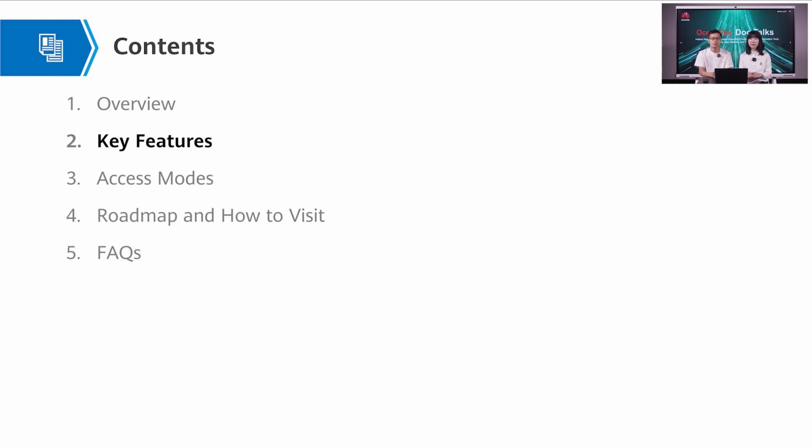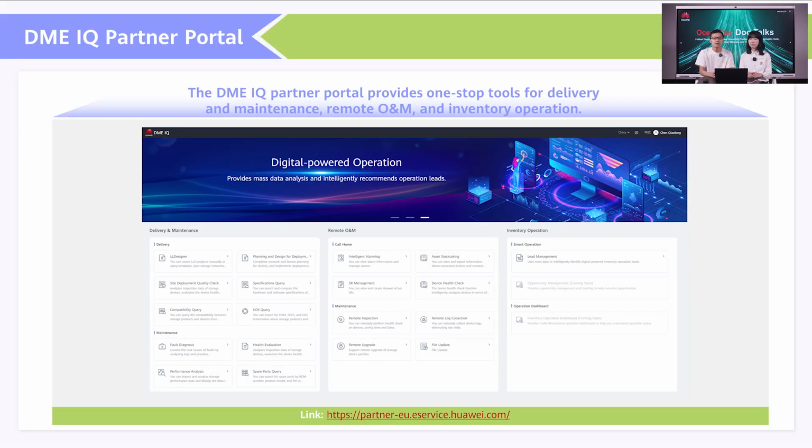Now let's move on to the second section of this course, key features of DME IQ. As you can see, this figure shows the homepage of the DME IQ partner portal, including 3 areas: delivery and maintenance, remote O&M, and inventory operation. Among the delivery and maintenance tools in 2023, we focus on the site deployment function by scanning QR code on mobile phones. What's more, we now provide the site deployment check, health quality check, health evaluation, and fault diagnosis functions so that you can quickly use these tools without applying for permissions.